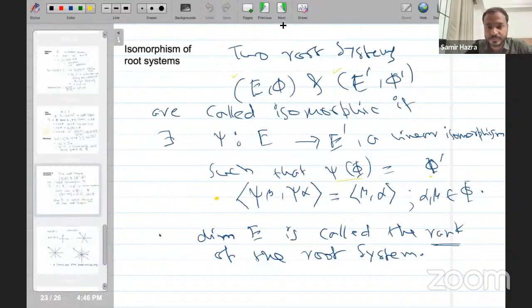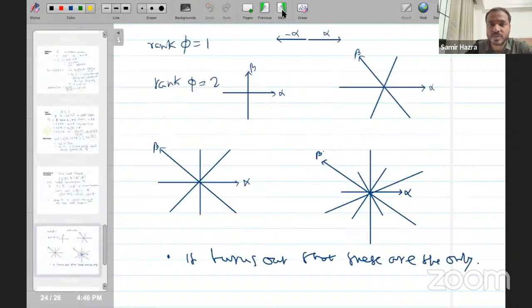Okay, so what is a root system? If we consider rank to be 1, then the dimension of the Euclidean space itself is 1, right? So this is just a real line. So if rank phi is 1, which means the dimension of E is also 1, this is just a real line, and we can actually draw the root system. We can give a picture of the root system. So basically, suppose this is alpha, a root, then minus alpha must be there here, and now no other can be here.